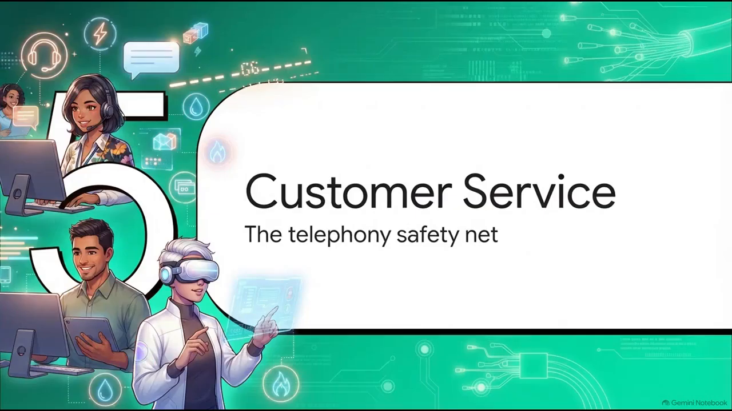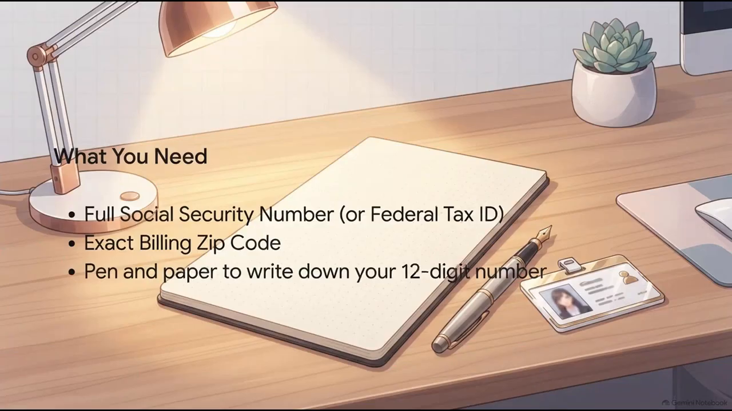Section 5, customer service assistance. If you are completely locked out of your email and the web portal, don't panic. Before you pick up the phone for this ultimate telephony safety net, make sure you have these specific pieces of identifying information ready so the automated system can actually validate you. You're going to need your full Social Security number or your federal tax ID if it's a business account, and your exact billing zip code. And please grab a pen and paper right now so you are ready to write down that 12-digit number when they say it.